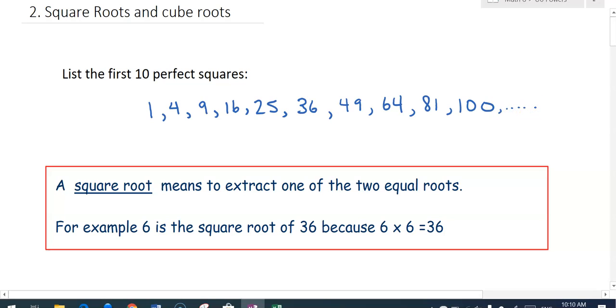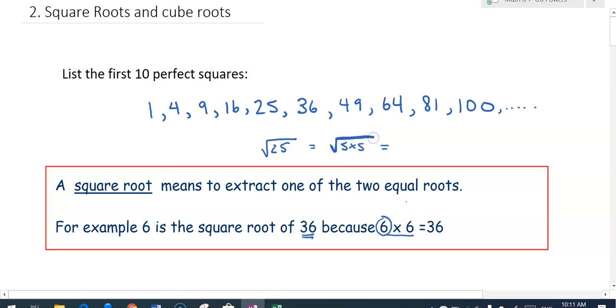As we look at this, we can define a square root to mean to extract one of two equal roots. So if we can break a number down into two equal roots, like 36 can be broken down into 6 times 6, if we just take one of those equal factors, that is called taking the square root of a number. Okay, so the square root of 25, since 25 can be written as a product of two equal factors, the square root is, it's kind of like an operation, right?